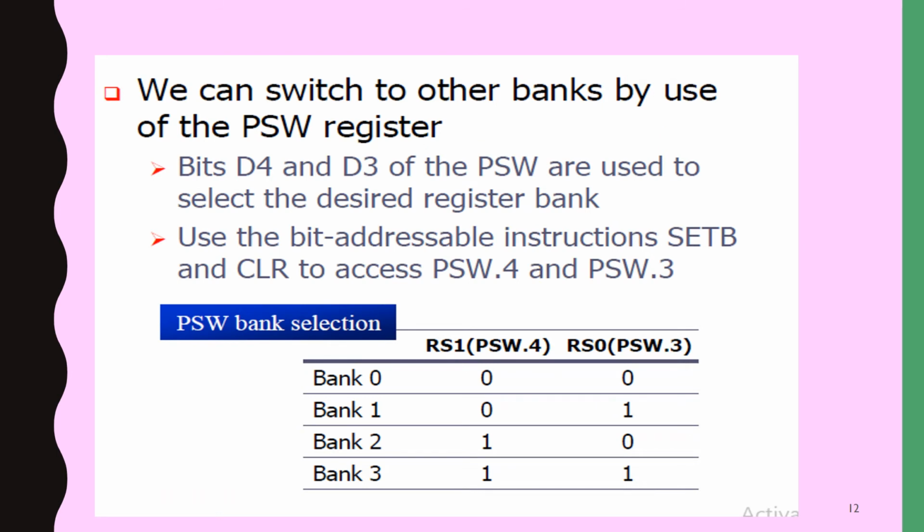We can switch to other banks by use of the PSW register, as I mentioned. If the D4 and D3 bits of PSW, that is PSW.4 and PSW.3, are both 00, then bank 0 is selected by default. If PSW.4 is 0 but PSW.3 is 1, then you have to select bank 1. If PSW.4 is 1 and PSW.3 is 0, then you have to select bank 2. If PSW.4 is 1 and PSW.3 is also 1, then you have to go for bank 3. So 4 banks are there, and accordingly this bit combination should appear, and that will be reflected.